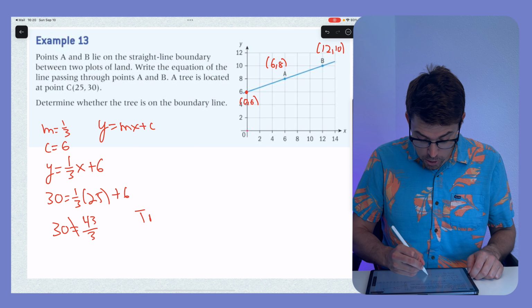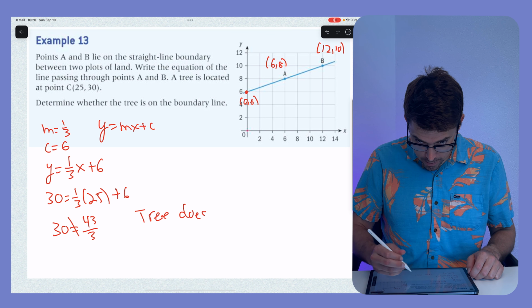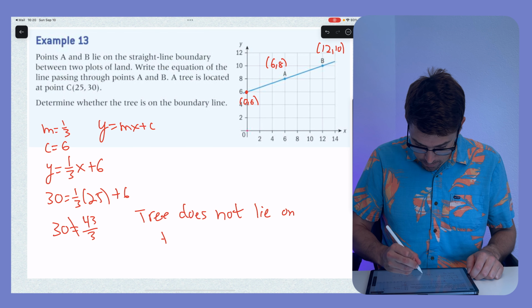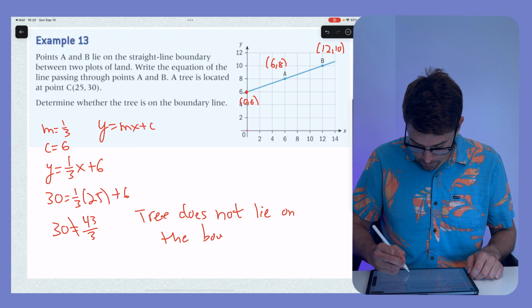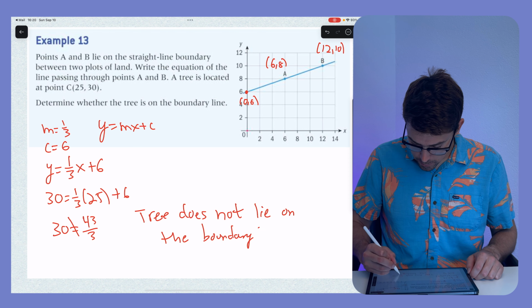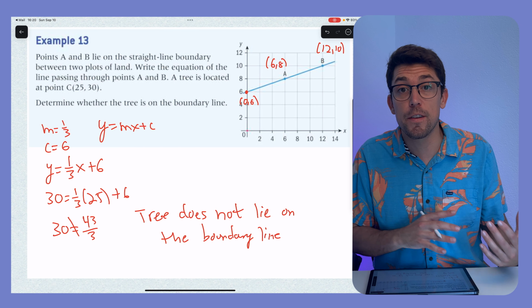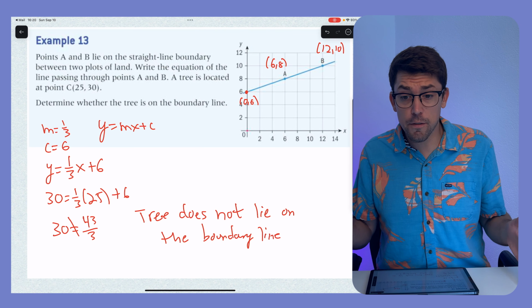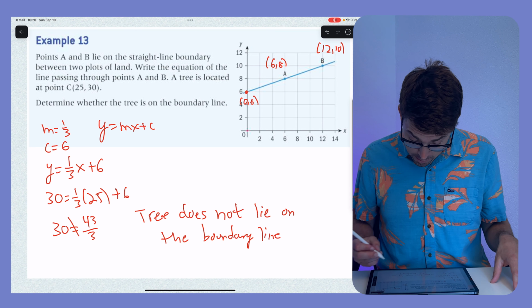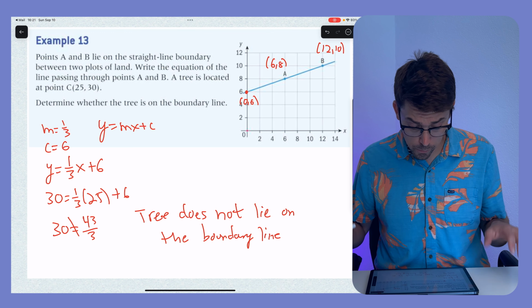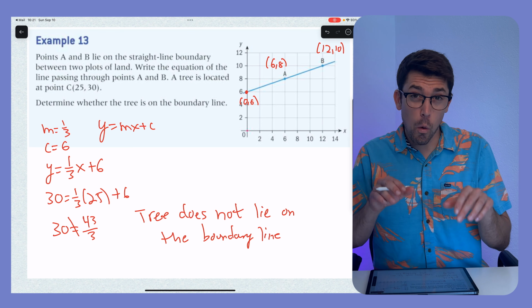So what does that mean? It means that the tree does not lie on the boundary line. Okay, so again, we've covered this exact solution method in previous videos, but just with no context. All that's different here is a little bit of context. So in this case, I know the tree's not on the boundary line, and I went ahead and showed my work. Perfect answer. Let's take a look at one more example problem.